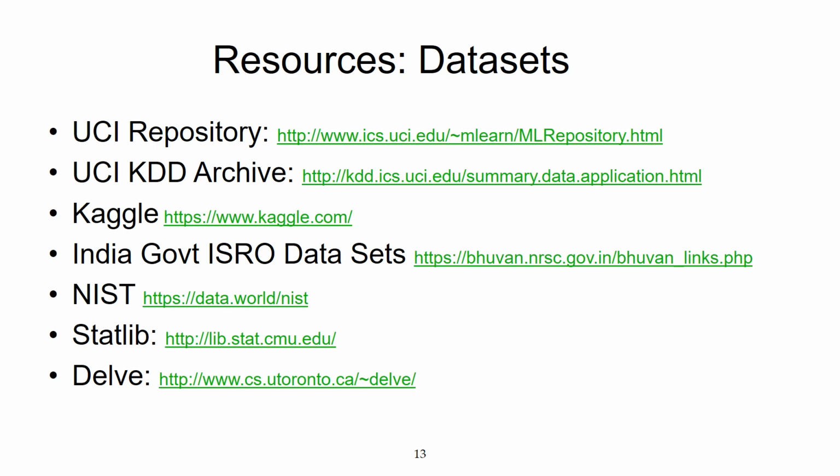Similarly, for specific purposes, there are specific data sets. As I said, the India government ISRO data set is specifically on space research satellite data. And PhysioNet is a very famous data set which contains data that are annotated by medical practitioners, which can be used, authentic and which can be used for medical research. So it's available.